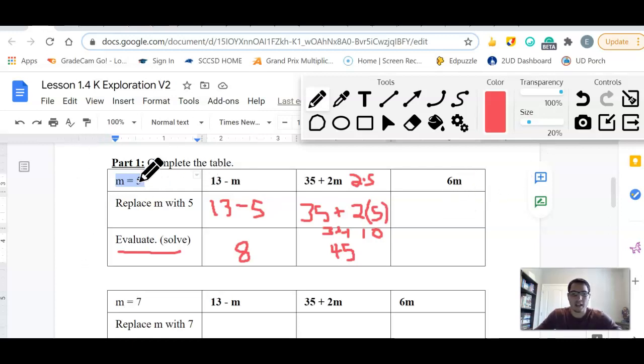And the last one, we have 6m. We're replacing the 5 in for the m, so that is 6 times 5. You can write it like that. You can do 6 parentheses 5. Parentheses mean multiplication. But when you evaluate it, you should get an answer of 30. Okay, make sure your table is filled in here, just like mine. Remember, replacing our numbers in for the variables also means substituting those values in.